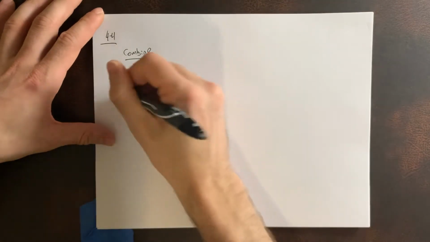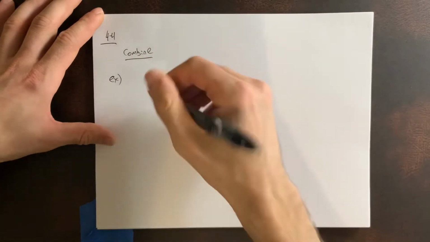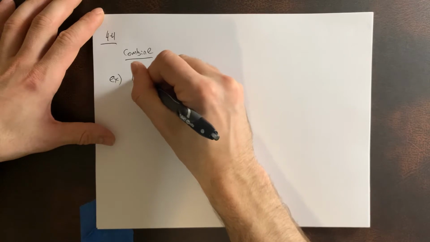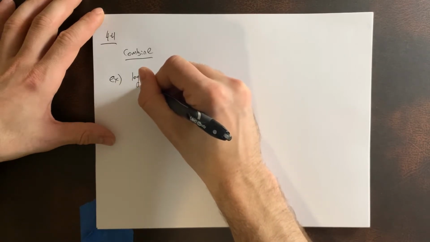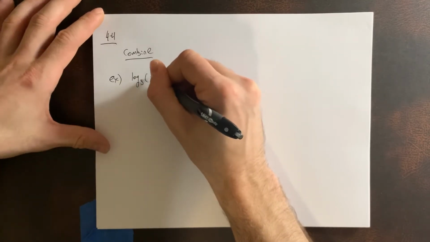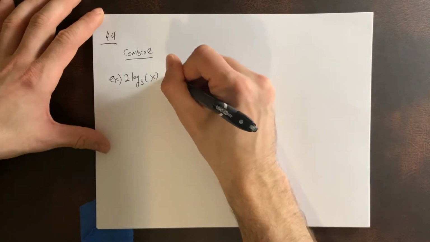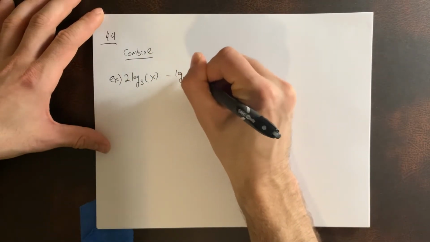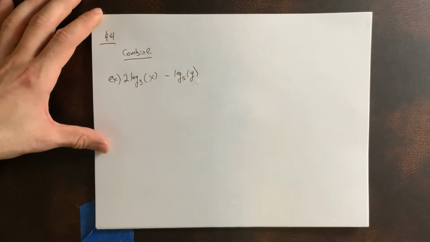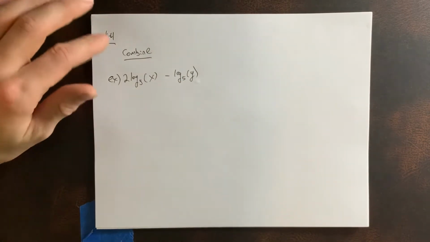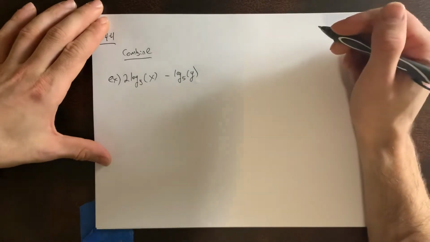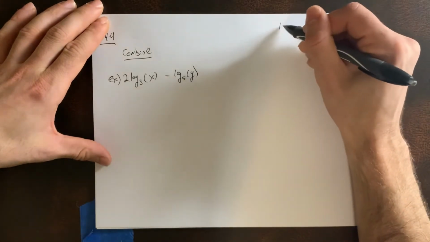So let's start with just, again, one basic example. Say we have 2 log base 5 of x, and let's subtract that from log base 5 of y. So we want to figure out how we can combine these all into one log. We want to use those log rules. So let's write a couple of them out again.